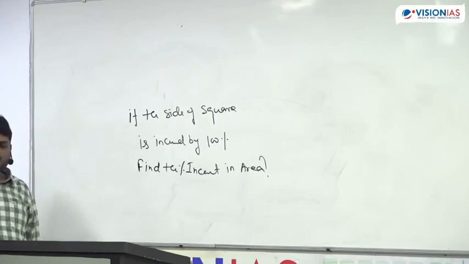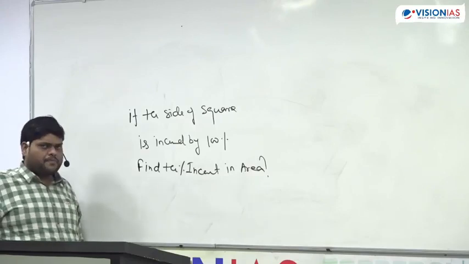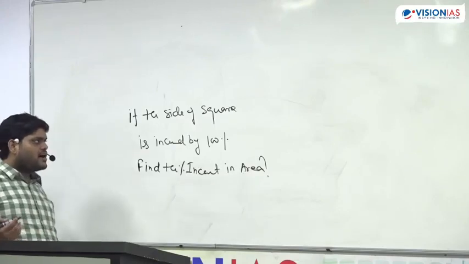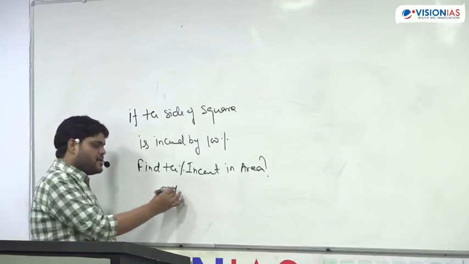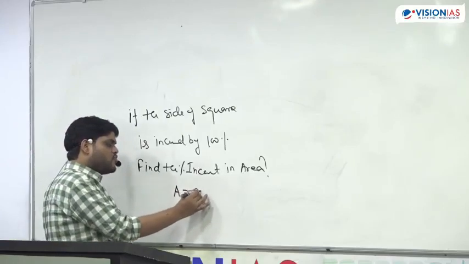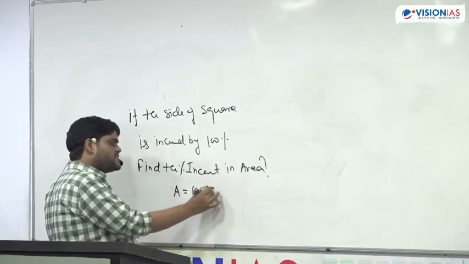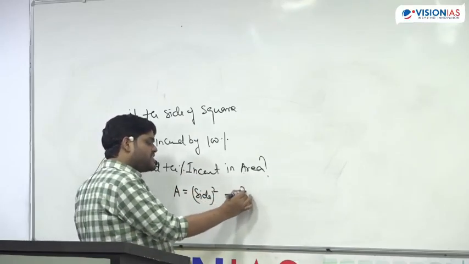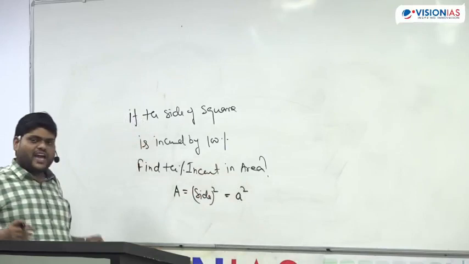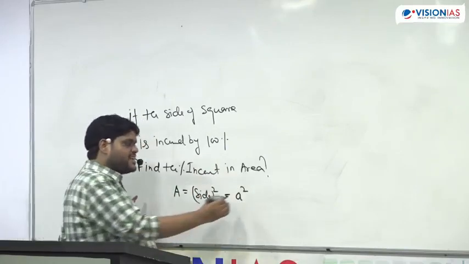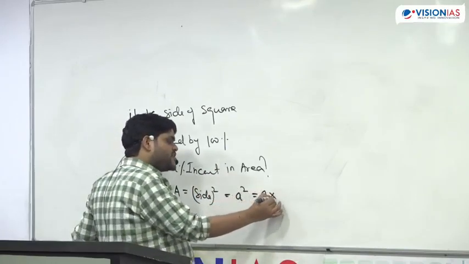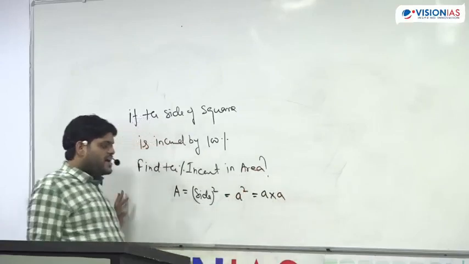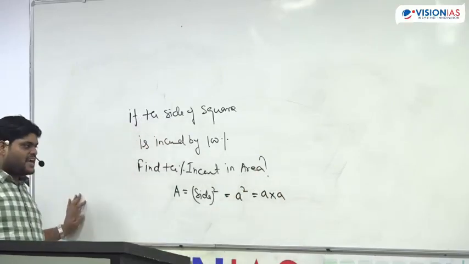See, again this is a very simple problem. What is the area of a square? Area of a square is side square. Suppose side is A, so this is basically A square. So A square we can write like A into A.